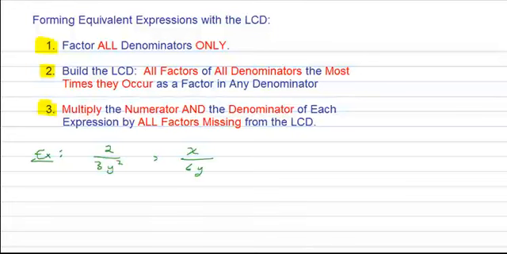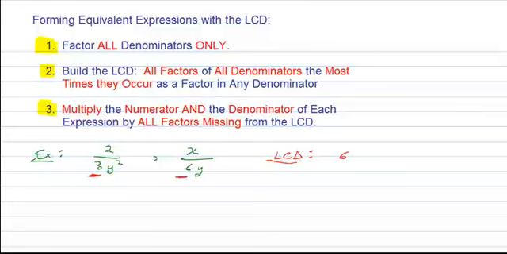So we'd like to find the least common denominator of these two expressions, and we would like to rewrite them with that denominator. So the first one is 2 over 3y squared. The second is x over 6y. So the first thing we have to do is factor all denominators, but these denominators don't need to be factored. Next thing we need to do is build our LCD. And looking at the number part, we have 3 in the first expression, we have 6 in the second, and the smallest number that 3 and 6 divide evenly into is 6.